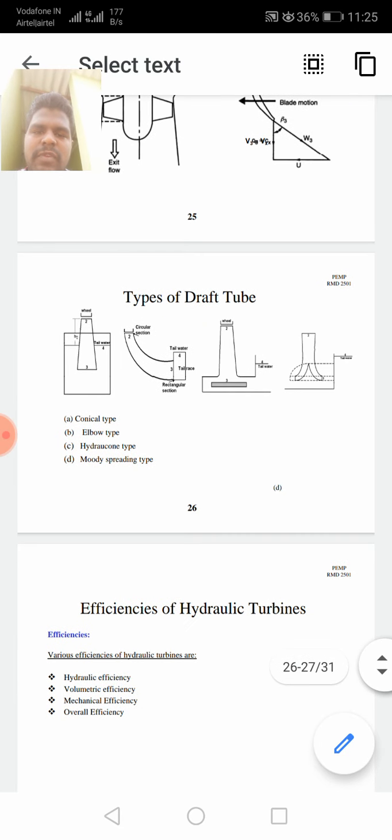Next one, types of draft tubes. There are four types of draft tubes we are using in turbines. First one, conical type, elbow, hydrocone, and Moody spreading type.